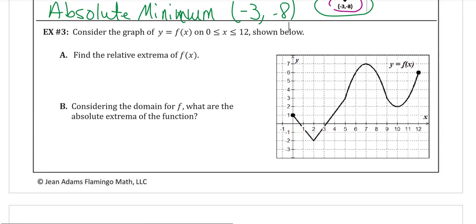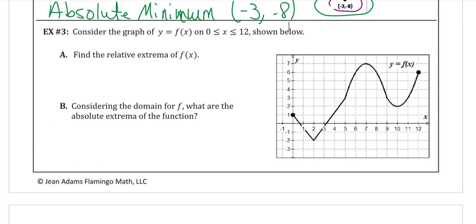Okay, next, now we have a closed interval. Consider the graph of y equals f of x, and we're only considering between 0 and 12. Now we're supposed to find the relative extrema, and then thinking about the domain, what are the absolute extrema? So for relative extrema, I am just going to pick the ones that are actually relative. And when I do so, I only have one point, which is going to be at x equals 10. So I have a relative minimum.